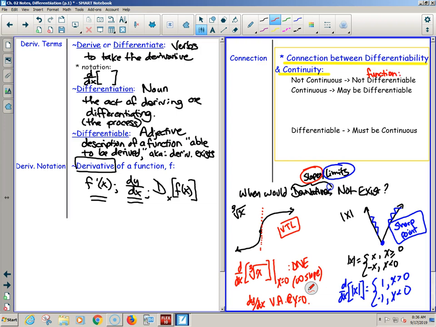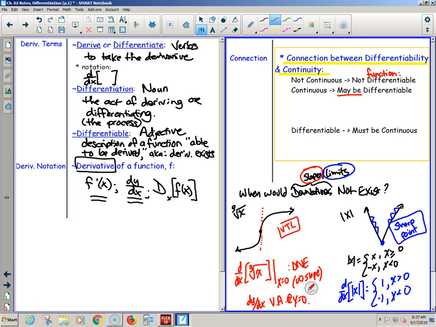Remember, differentiable is an adjective. The function is not differentiable at that point, aka able to be derived, aka the derivative exists. Nope. The derivative will not exist if the function is not continuous.